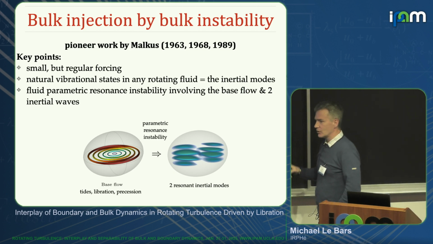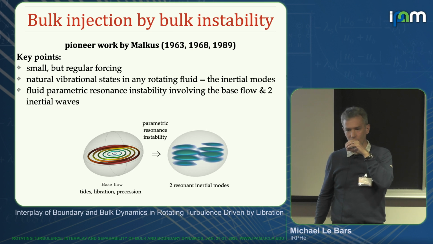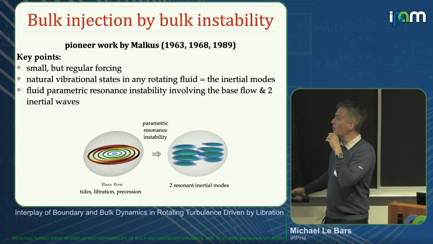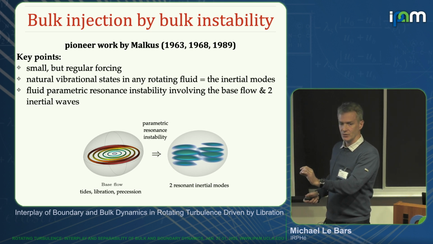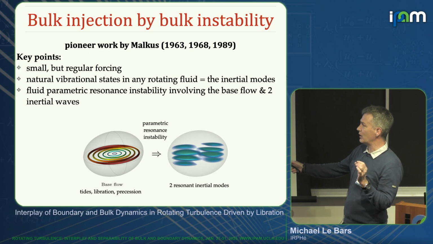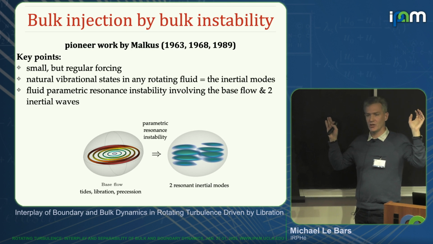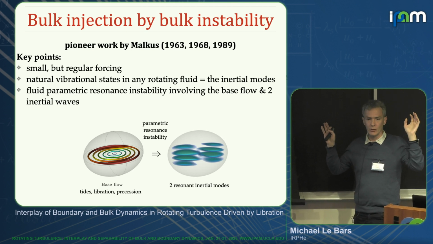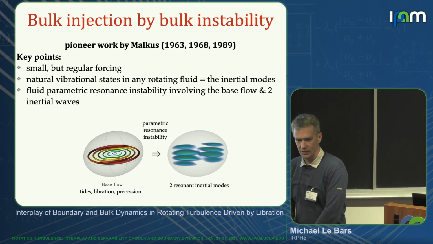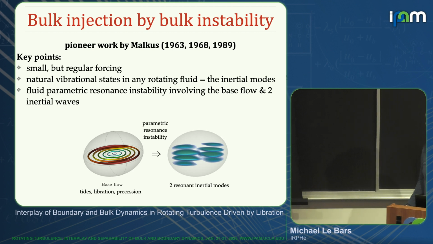Okay, so from this perturbation, how can we inject energy into the fluid? The first method is through direct bulk injection by parametric resonance instability. We have worked a lot on this, but actually the pioneering work was by Malkus in the 60s, and then it was completely forgotten by the planetary community for 40 years or so, and then we restarted from that in the 2000s with John and Jérôme Noir.